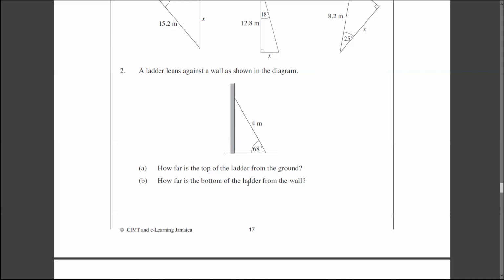How far is the bottom of the ladder from the wall? Here is the bottom of the ladder, and here's the bottom of the wall. You can relate the adjacent to the hypotenuse, so you use cosine: adjacent over hypotenuse. With the adjacent unknown, x equals 4 cosine 68.